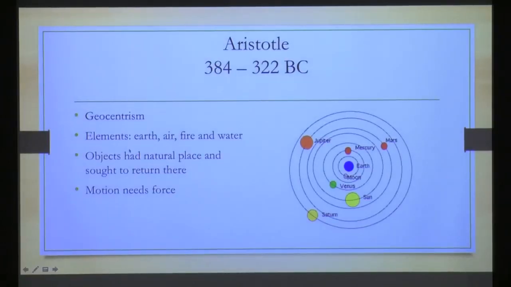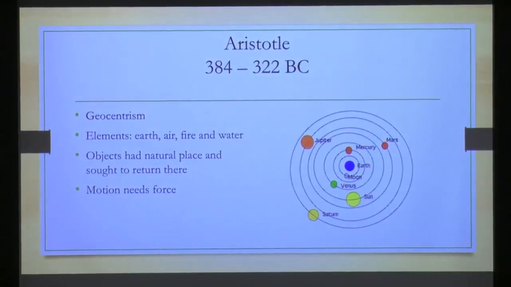Aristotle thought that the Earth was in the center of the solar system. So you have the Earth here in blue, and you have the planets going in circles around it, and the sun also would be going in circle around the Earth. This is what we call geocentrism. Aristotle thought that there were 4 elements: earth, air, fire, and water. Even at the time of Democritus, they thought about something called atoms. Aristotle said atoms don't exist. We have 4 elements, and these are the 4 that are here.